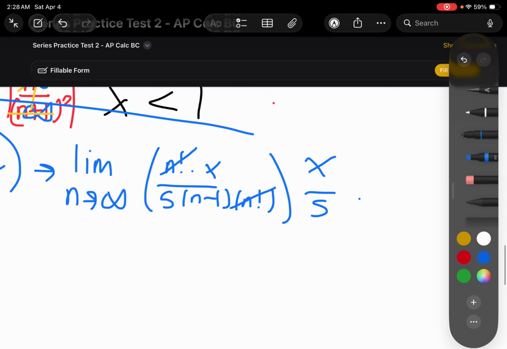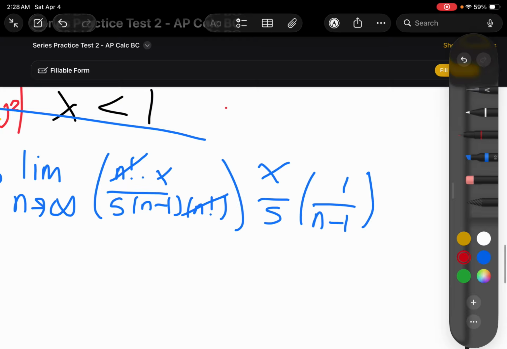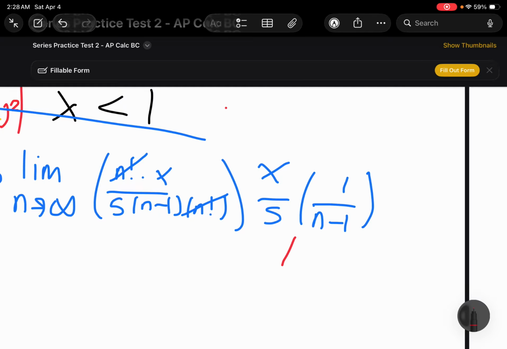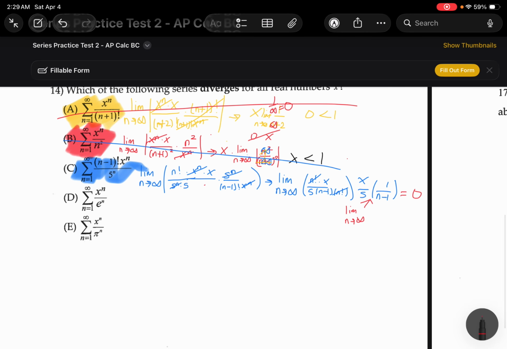And that's going to give us 1 over n minus 1, which when we apply the limit as n is approaching infinity, that's going to be 1 over infinity, which is 0. But hold on a second. This was supposed to be the answer according to the solutions. I don't know if I did the algebra wrong.